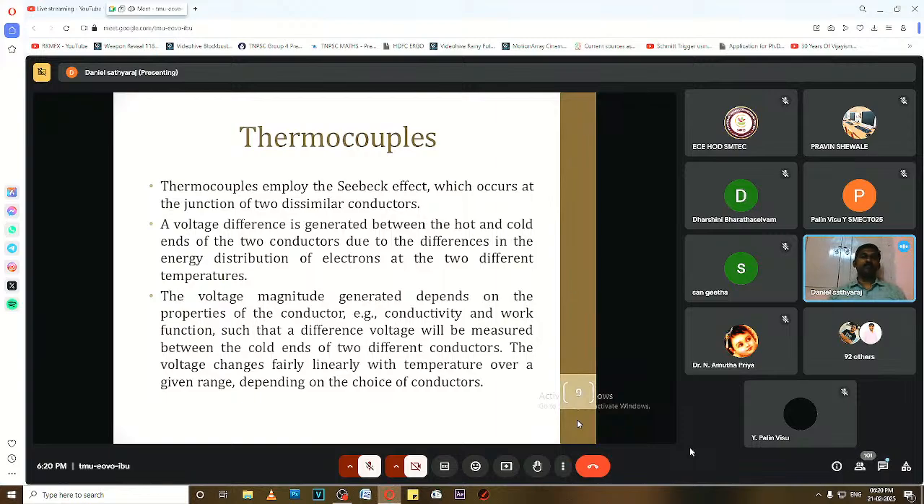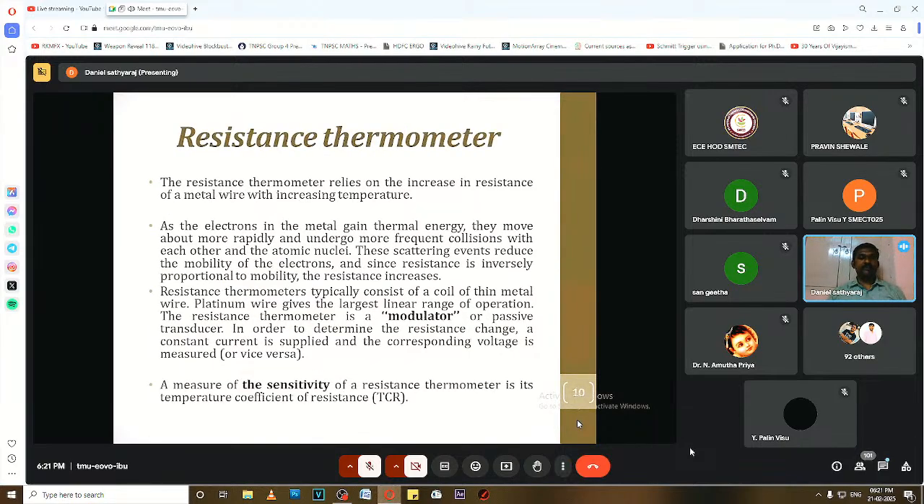If there are two dissimilar conductors, normally a voltage difference will be produced between these two dissimilar conductors. For example, hot and cold ends of two conductors. Due to the difference in energy distribution of electrons at different temperatures, a voltage magnitude will be generated, and it is purely based on the property of the conductor, the conductivity, work function, and the difference of voltage. All these things we take into consideration, and the voltage change will be proportional to the temperature change for a given range of application, based on the type of conductors that we choose. And thermocouples can be used as sensors for measuring the temperature.